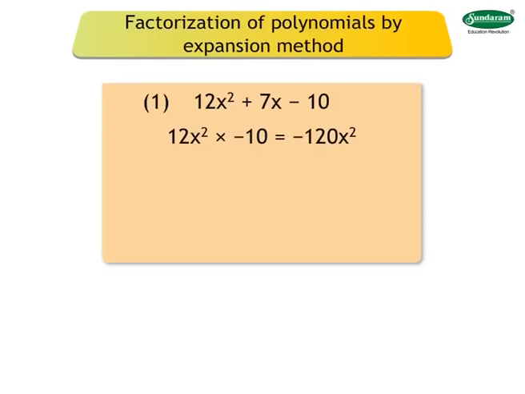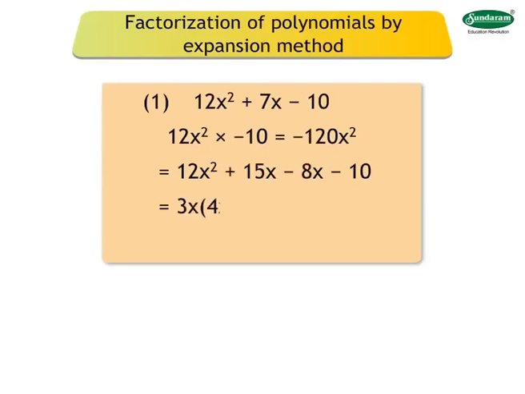120x square can be expanded as plus 15x and minus 8x, as their sum is plus 7x, which is the middle term. As our middle term is positive, we will give positive sign to our bigger factor. That is why here we have given positive sign to 15x and negative sign to 8x. Then solve the sum further by taking the common factor as taught earlier.